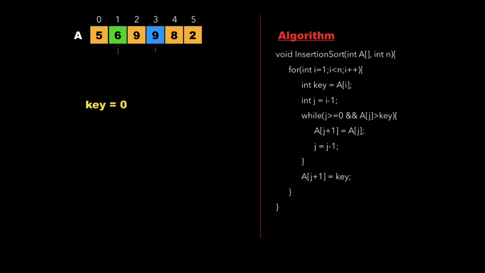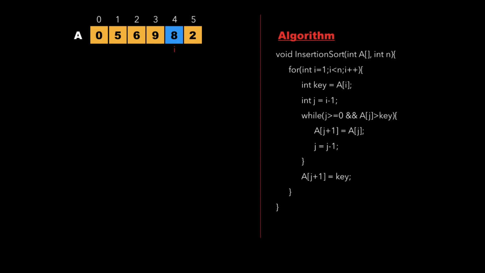Again j is greater than or equal to 0 and 6 is greater than the value of key, which is 0. So again we update A of j plus 1, which is A of 2, as 6 and decrement j. Again we perform the same steps, that is we update the value of A of 1 as 5 and decrement j. Since now the value of j is less than 0, we come out of the while loop and update the value of A of j plus 1, that is A of 0, as 0 and then again increment the value of i.